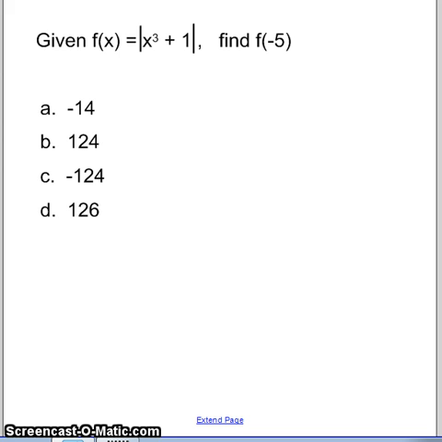This one is done the exact same way. Notice the absolute value sign right here. We're going to put -5 in place of x, in parentheses. That's always a good idea whenever this is a negative number, especially when it's raised to an exponent. You can certainly do all of this on your calculator in one step, or you could work it out step by step, but the answer will be 124.